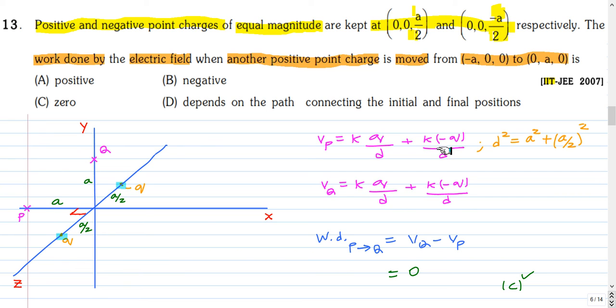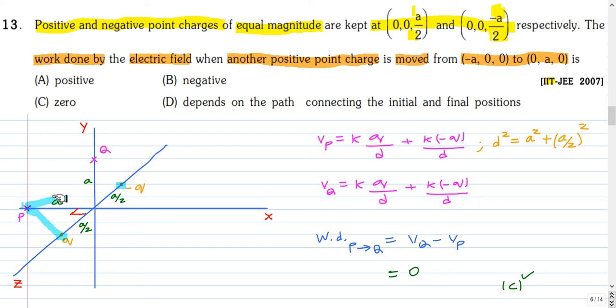Potential at point P is due to the 2 charges plus Q and minus Q. It's a point charge, so the formula is simple. It's K times the charge divided by the distance, where K is 1 by 4 pi epsilon naught. So for this charge Q, let this distance be D, the distance from P to the point charge, and the charge minus Q is also at the same distance D.